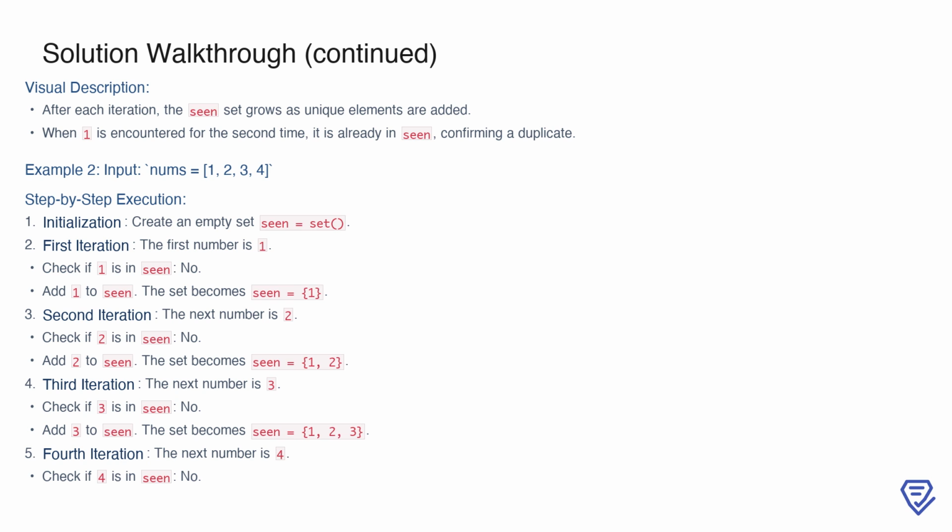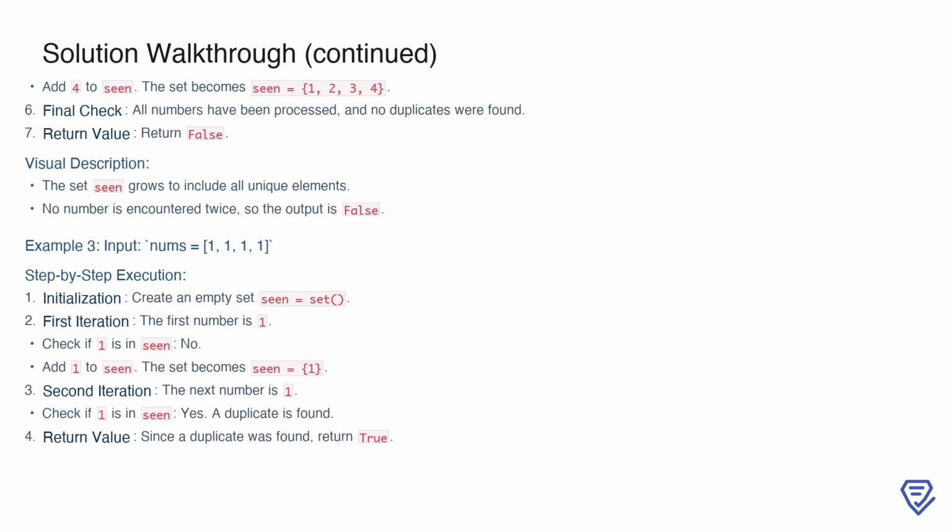Then, we process the number 3, which is also unique, so it's added to the set, updating it to 1, 2, 3. Lastly, we process the number 4, which is again not in the set, so it gets added, and the set grows to 1, 2, 3, 4.